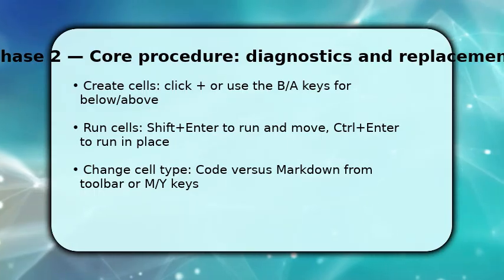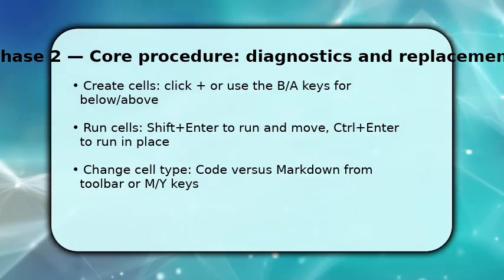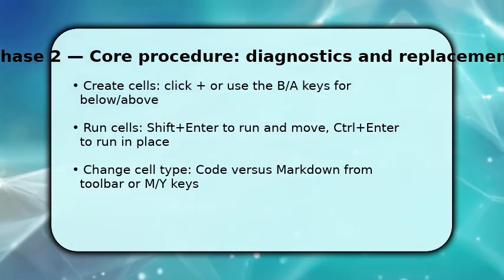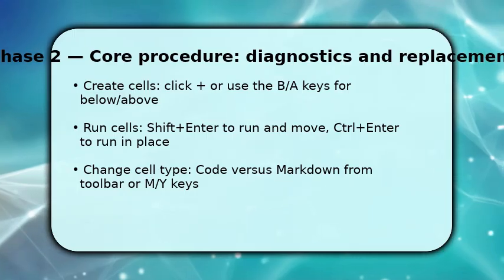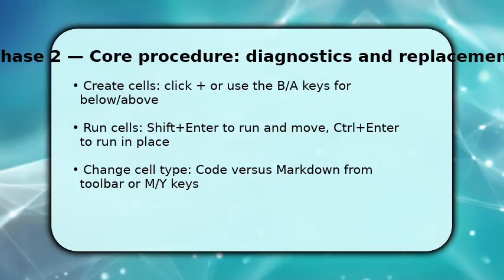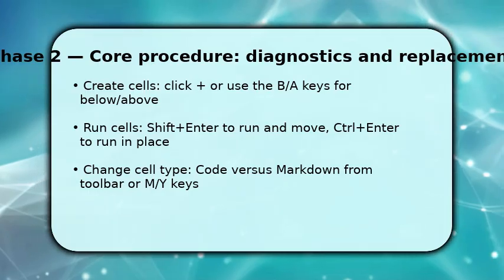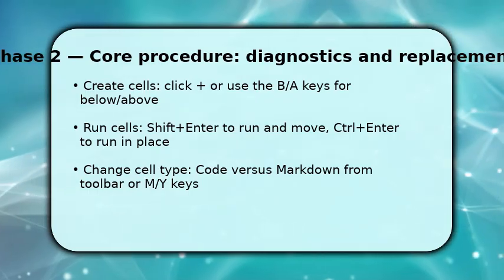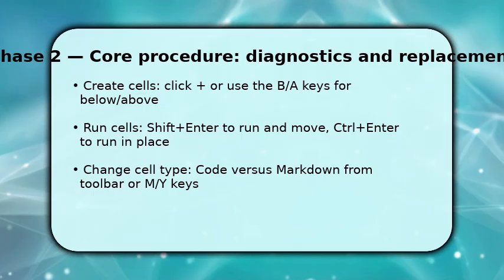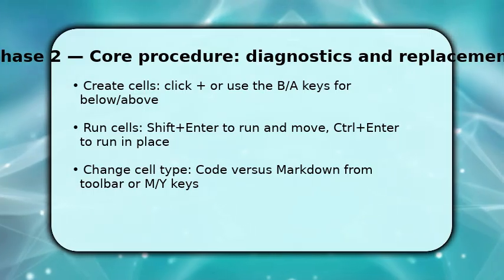Use markdown cells for headings, lists, and formulas. Press M to convert a cell to markdown, then run it to render. If you need packages, run pip install package in a cell so the kernel uses them. Once done, save often with Ctrl+S and check kernel status at the top right.